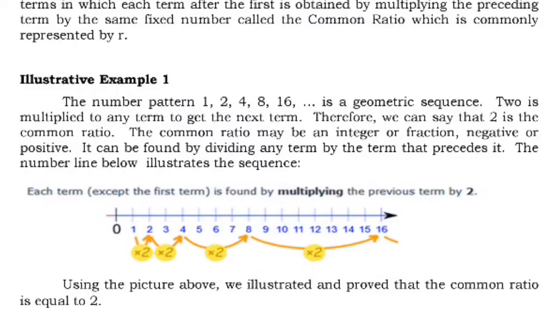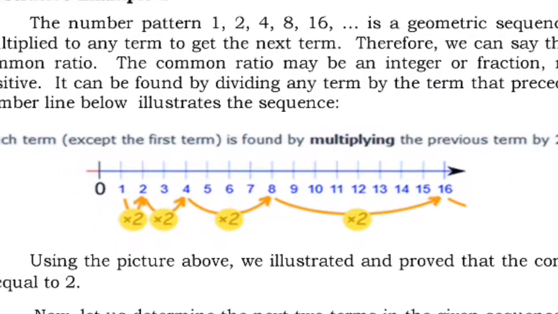Okay? So, meron tayo dito example number 1. The number pattern 1, 2, 4, 8, 16, and so on is a geometric sequence. 2 is multiplied to any term to get the next term. Therefore, we can say that 2 is the common ratio or r. The common ratio may be an integer or fraction, negative or positive. Then it can be found by dividing any term by the term that precedes it. The number line below illustrates the sequence.